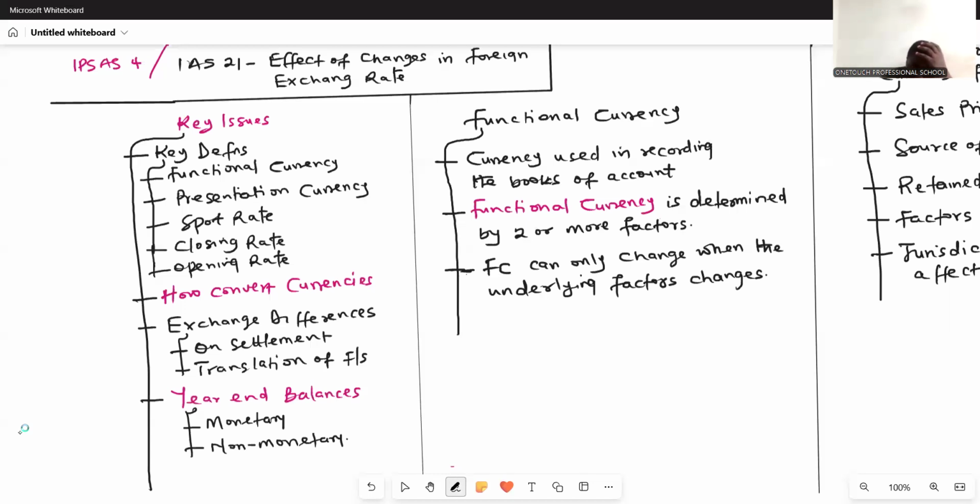So now, let's look at how to deal with exchange difference. The exchange difference on translation, we've learned that it is shown in OCI. Let's look at exchange difference on settlement. Then we end with year-end balances. Then we are done with the standard. Then we solve our questions.